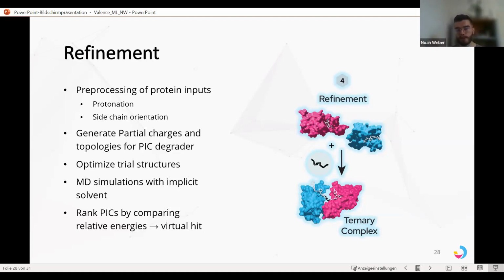As I said, the final step is the refinement step. We want to perform MD simulations and make sure that we take the compounds that are already very close to native, and with these MD simulations with implicit solvent, we improve them subsequently a little bit such that they achieve the status that they need to achieve. In order to do that, there are a couple of pre-processing steps that we need to do. It's classical standard MD simulations, but at the end of the day, we get the rank of poses by comparing their relative energies, and we have a virtual hit.